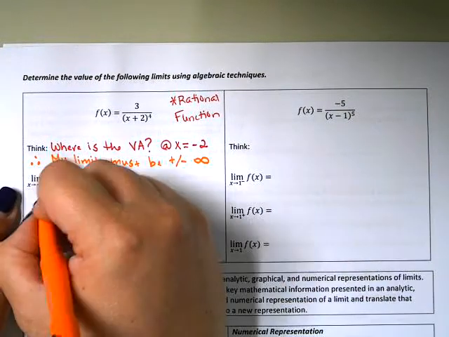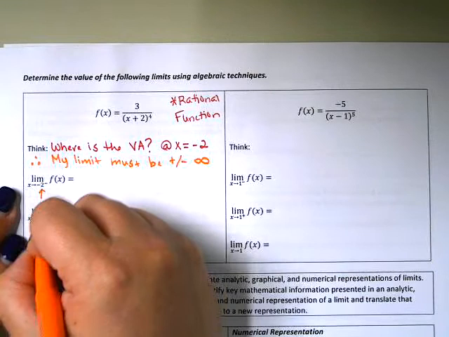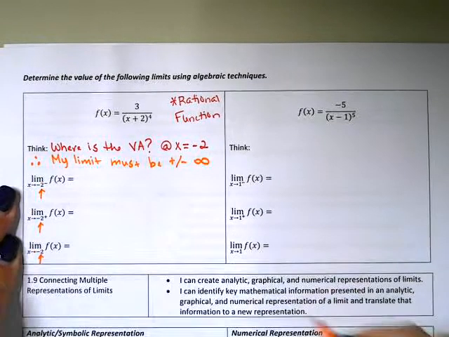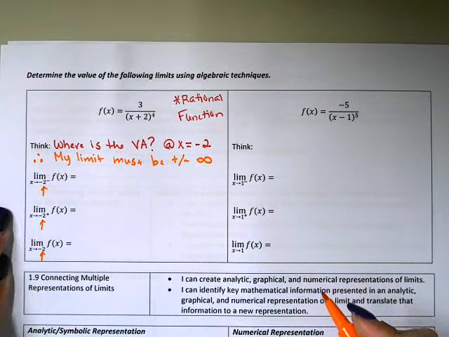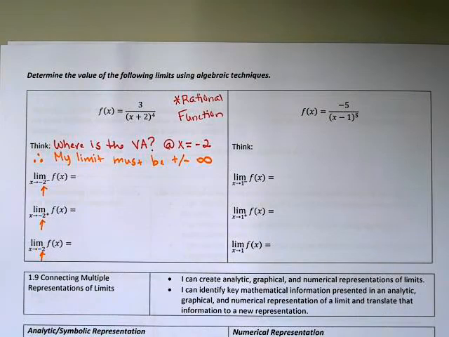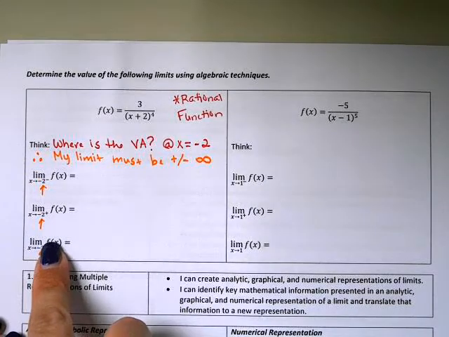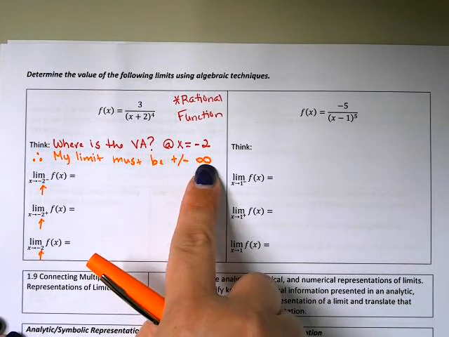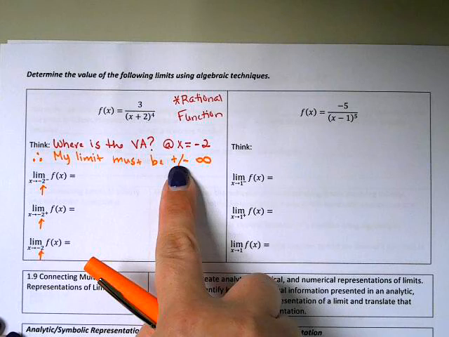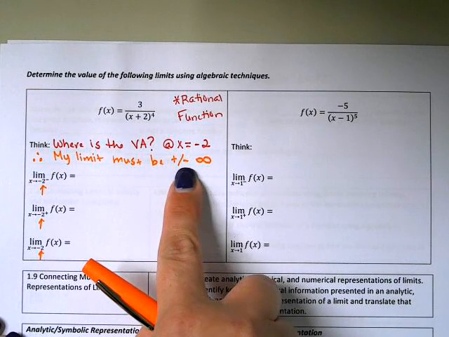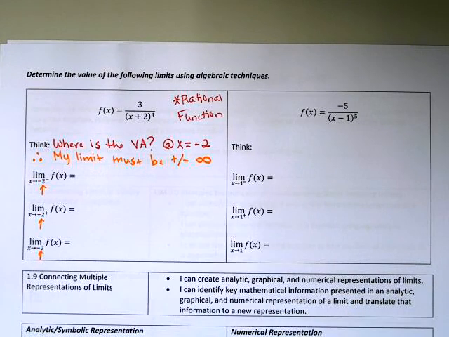Because if we look at where we're trying to evaluate this limit, all of those x values are approaching negative 2. We've got one from the left, one from the right, and then we've got the overall limit. But either way, since we're trying to evaluate a limit where there's a vertical asymptote, we know that the limit has to either be positive or negative infinity.